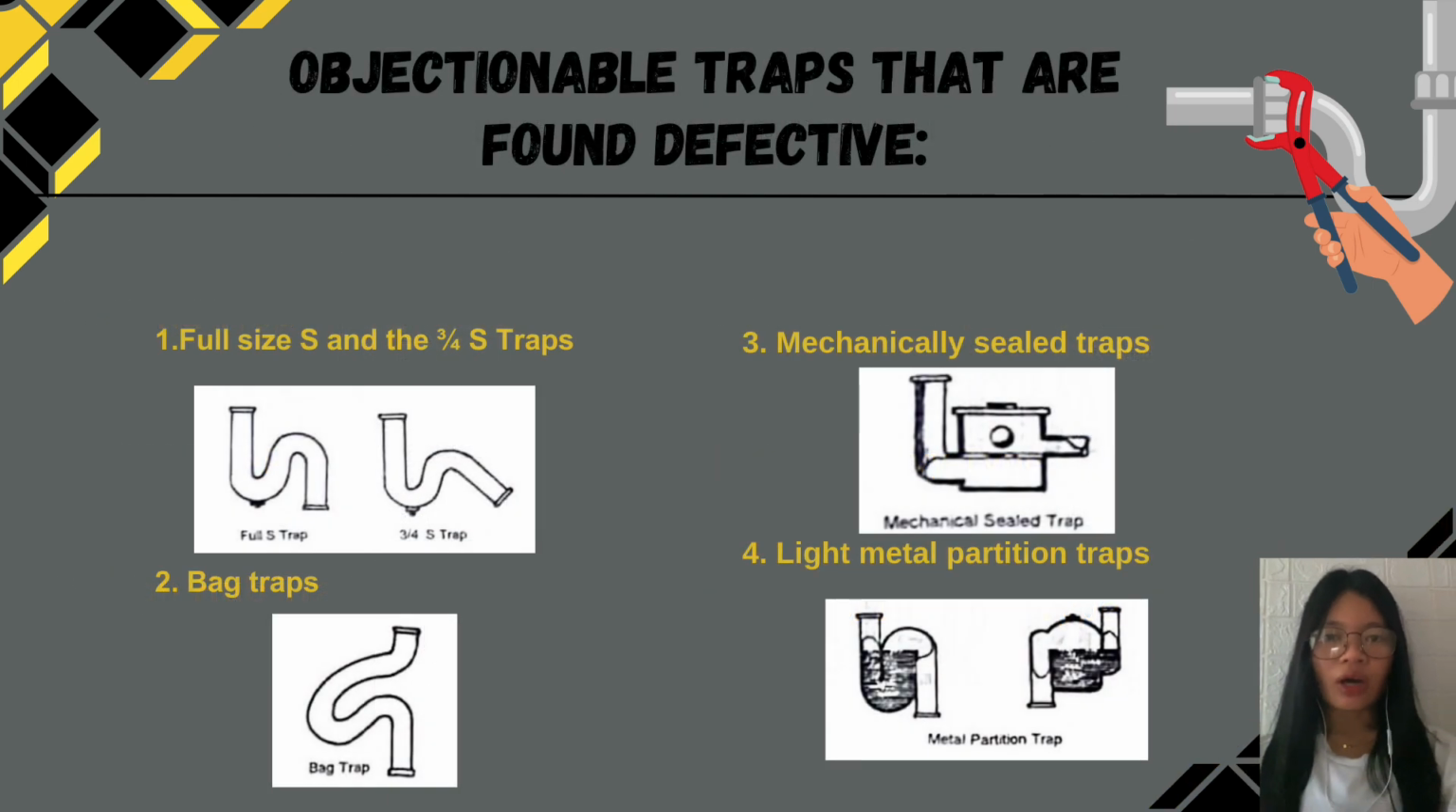Objectionable traps that are found defective. So there are four objectionable traps that are found defective. Number one is the full S and the 3/4 S traps. Number two is the bag traps. Number three is mechanically sealed traps. And number four, light metal partition traps.